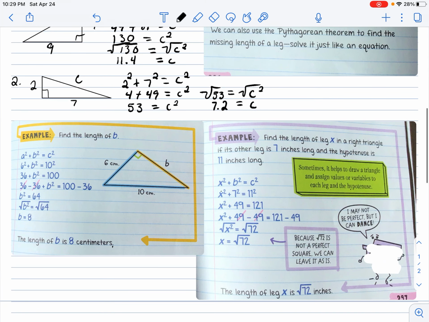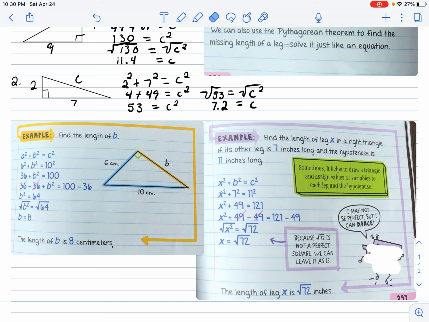Okay, so looking at this one, that's exactly what they did here. So we know side, let's see, they're saying this is side A, and we know the hypotenuse, so we know C. So we're now trying to find B. So A squared plus B squared equals C squared. We know that 6 squared plus B squared equals 10 squared. So 6 squared is 36. 10 squared is 100.